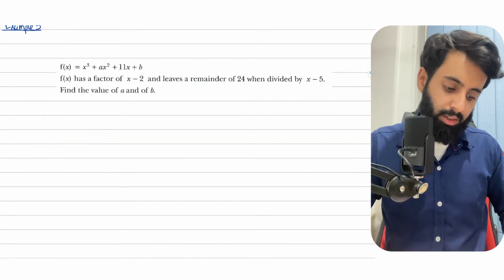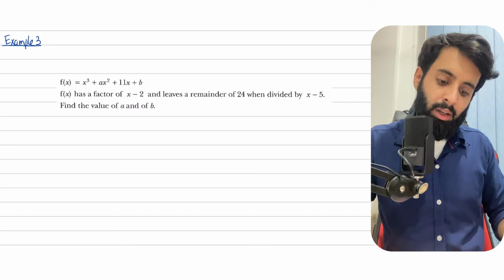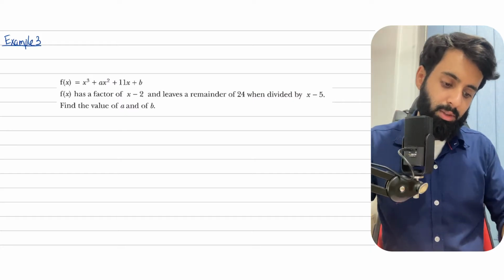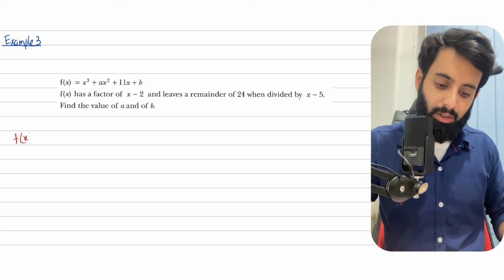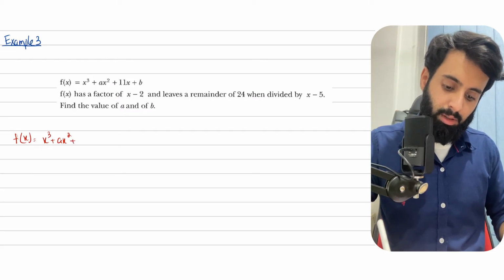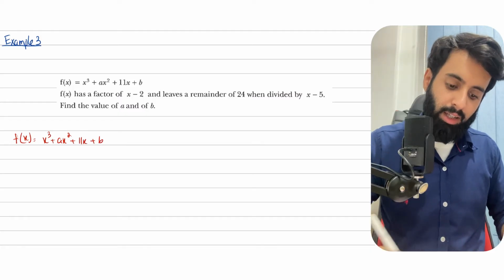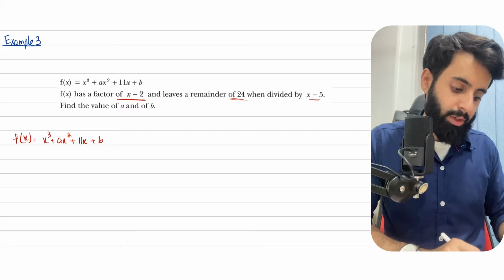Now we have another example. This example is slightly more complex than the previous two, and it says f of x is equal to x cubed plus ax squared plus 11x plus b. So I should probably write that down. f of x is equal to x cubed plus ax squared plus 11x plus b. Has a factor of x minus 2 and leaves a remainder of 24 when divided by x minus 5.